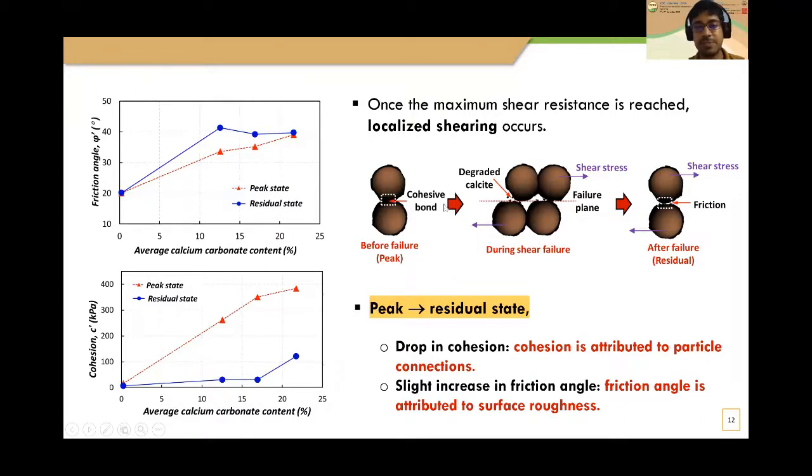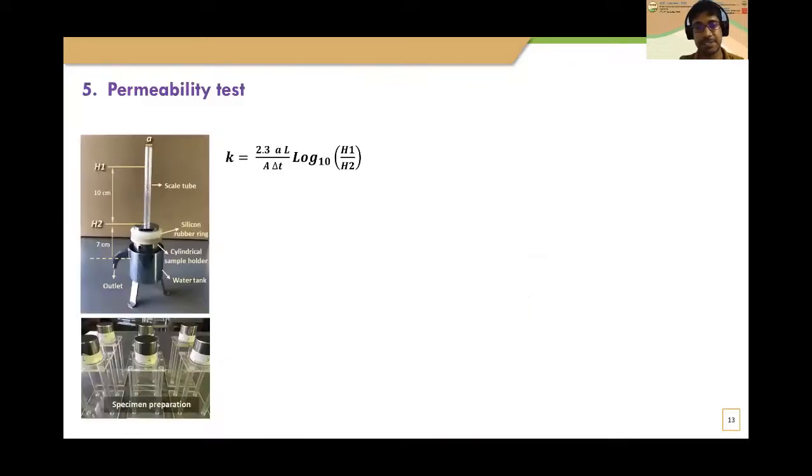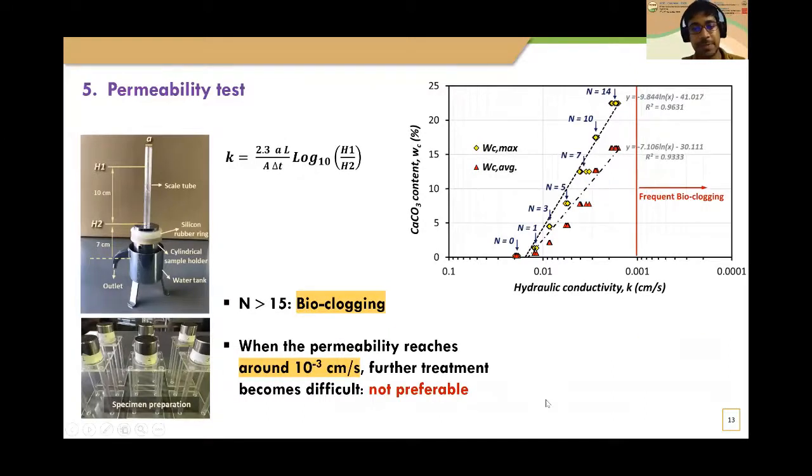Based on the observation, we could come to certain conclusions. The drop in cohesion indicates that cohesion is attributed to the particle connections, and the slight increase in the friction angle shows that the friction angle is attributed to the surface roughness. So moving to the permeability test, the permeability showed that with the increase in the calcium carbonate content, the permeability decreases.